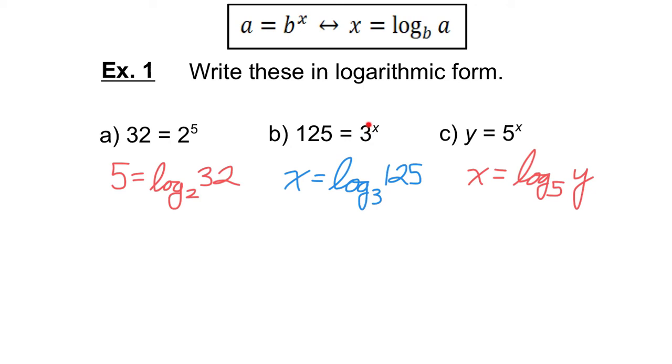So for the second one, the base is 3, so I have log base 3. X is the exponent, so I have x equals log base 3 of, well, my argument is 125. And the last one, y equals 5 to the exponent x. X is the exponent, so x equals log base 5, because 5 is the base, and y is the argument by itself. So if you got these, that's great. You have successfully used this rule to rewrite exponential form into logarithmic form.